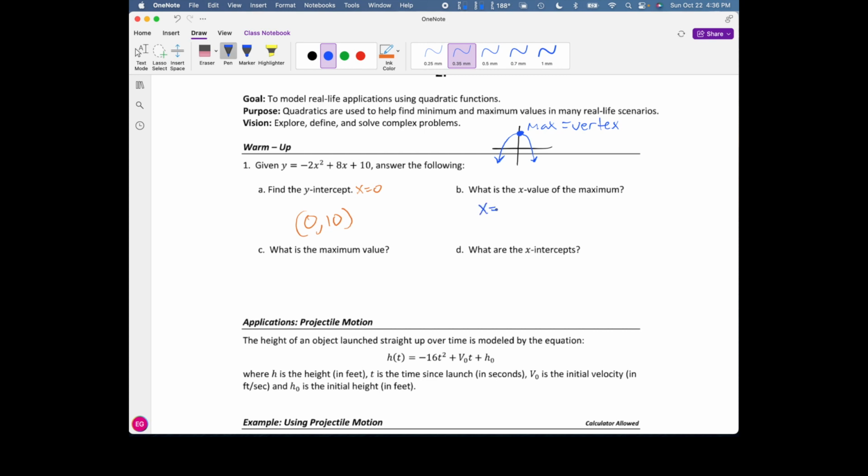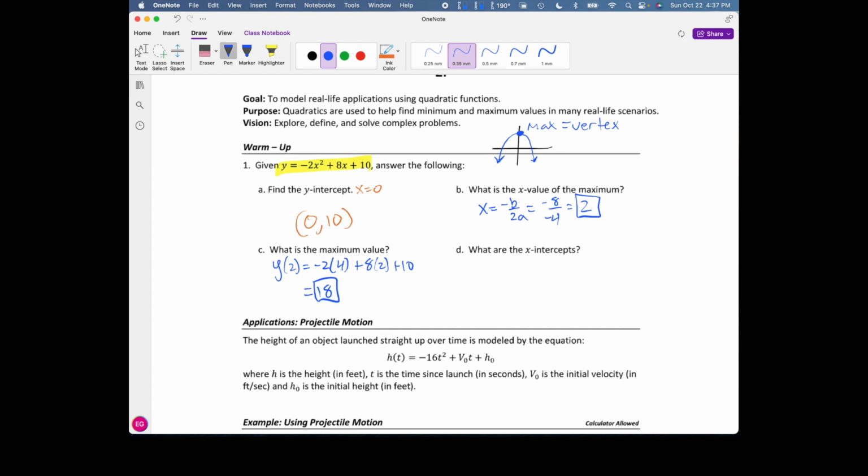And we know that to find the x value of the vertex, we just need to do negative b over 2a. So that's going to be negative 8 over negative 4, which gives us a positive 2. So the x value of the maximum is at x equals 2. To find that maximum value, we're just going to do y of 2. So that's negative 2 times 2 squared. I'm just plugging this back into the original equation way up here. Then plus 8 times 2, so that's 16 plus 10, and I think that equals 18. So our maximum value is 18.